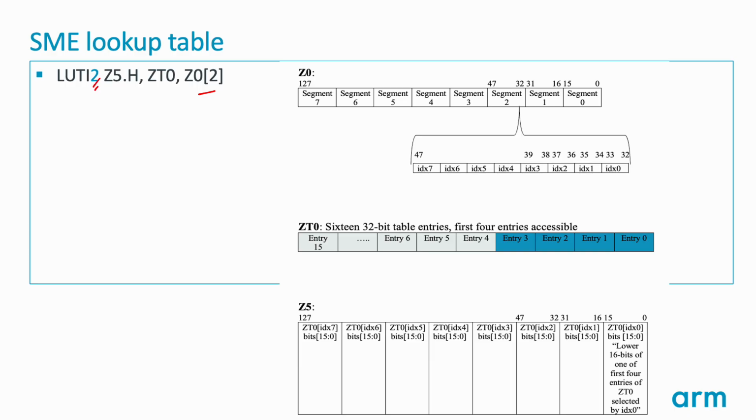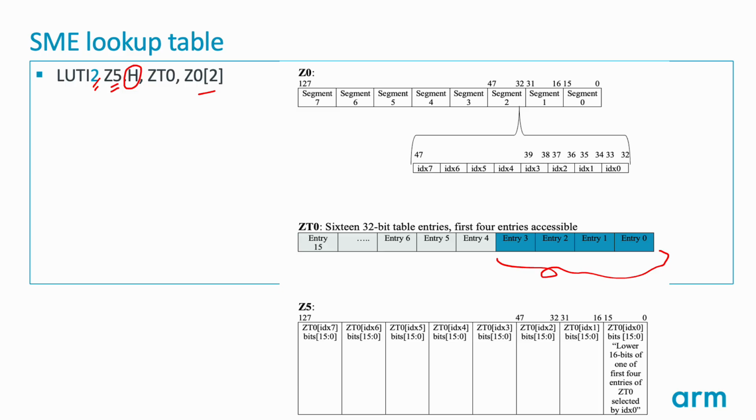And using these indexing from Z0, one of the entries from ZT0, since we are using 2-bit indexes, you can only index one of the entries within the first 4 entries, and each entry is 32-bit wide. One of these entries is chosen and loaded into the destination register. The destination register used here is Z5. And here a .h represents that we are accessing 16-bit element.